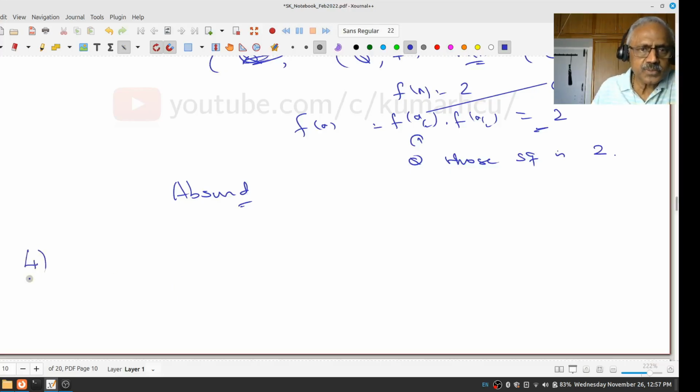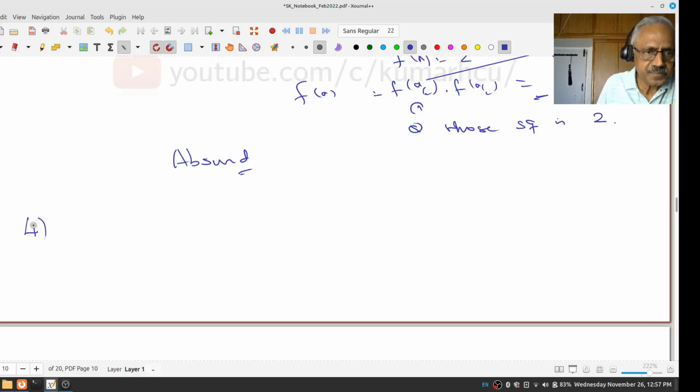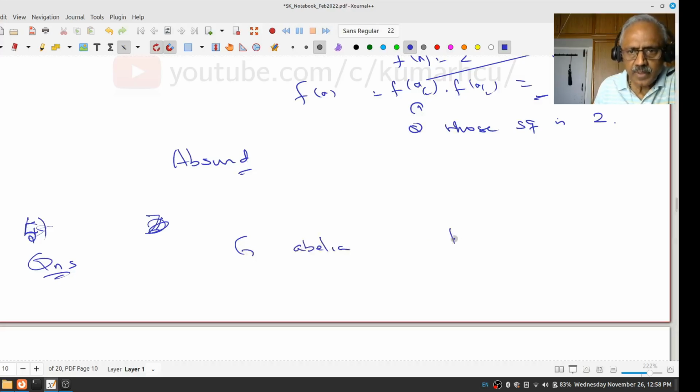I think this is the fifth example. Let's just ask some questions before going to that. Suppose G is abelian and H is non-abelian. Can they be isomorphic?